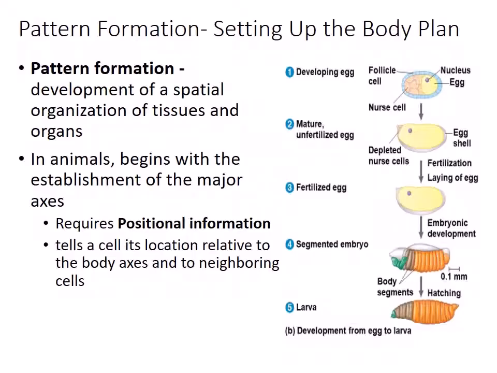So now that the cells know which way they're going, they need to kind of form a pattern. So pattern formation is the development of spatial organization of tissues and organs. In animals, it begins with that establishment of the major axes. This requires positional information that tells the cell its location relative to the body axis and to neighboring cells.